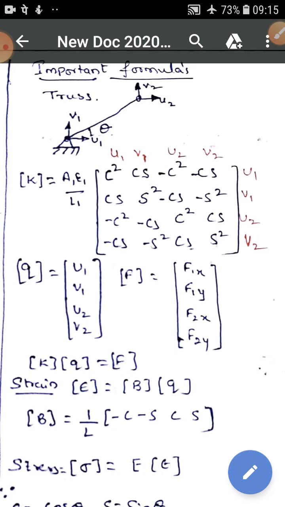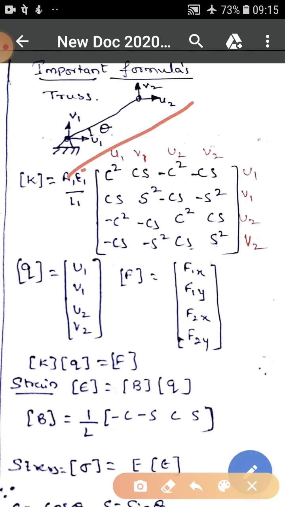The truss again has two nodes, node 1 and node 2. Remember, for the bar element also there were two nodes, but each node was able to move in only one direction, that is x direction, and in the truss they are able to move in two directions, one is x direction as well as y direction. So now each node has a displacement of u and v: u1 v1 for node 1, that is u in x direction, v in y direction, and u2 v2 for node 2.